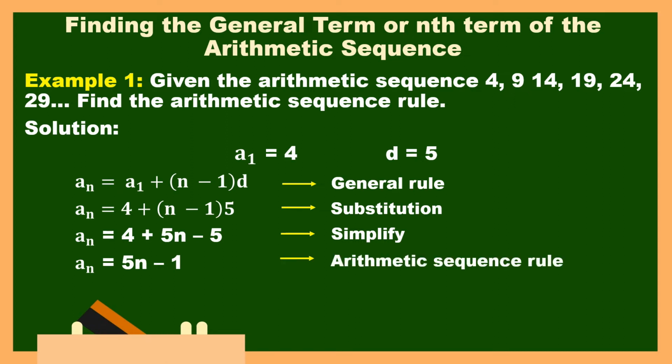Bakit siya naging minus 1? Kasi as you can see, 4 is positive and 5 is negative. So, unlike sign, kaya magso-subtract. And just copy the sign of the number that has greater absolute value, which is 5. 4 minus 5 is negative 1. So, the arithmetic sequence rule of the given arithmetic sequence is a sub n equals 5n minus 1.